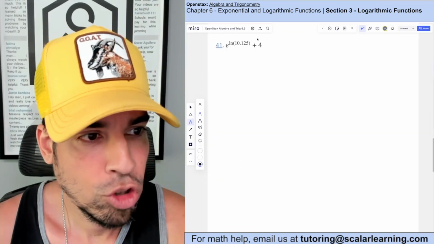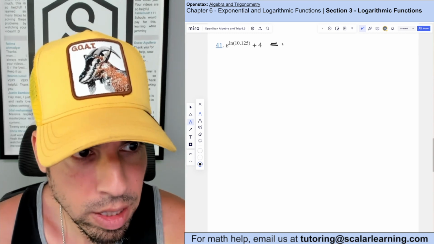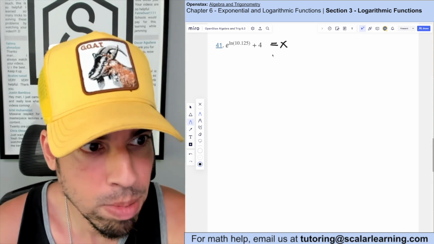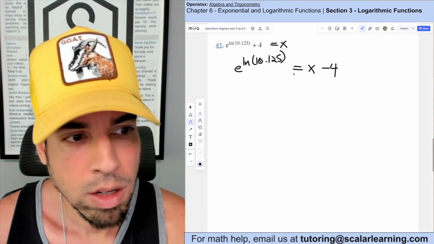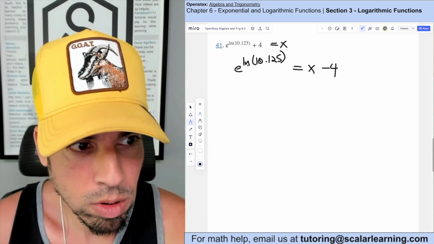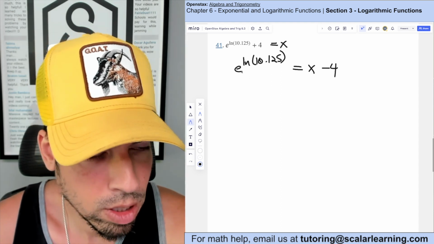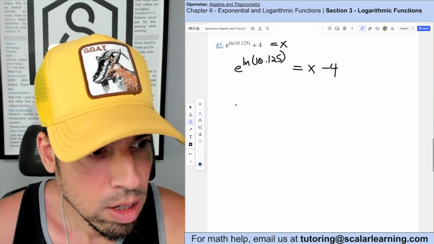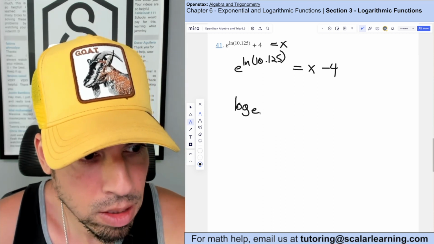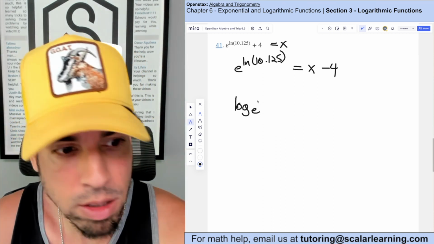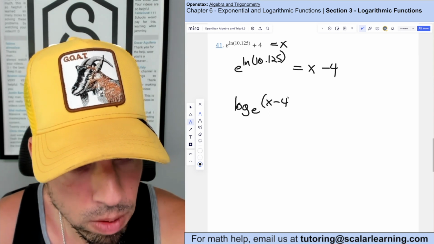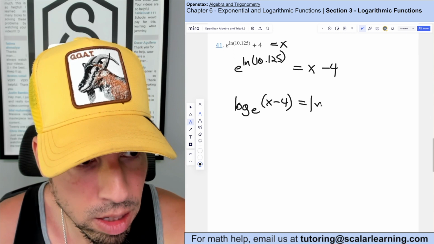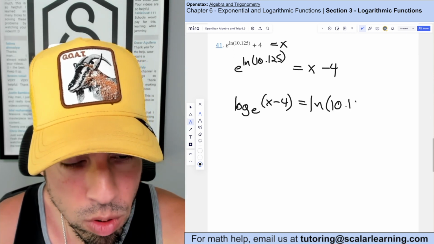Boom, done. So for this one, we're starting out with this whole thing equaling x, and we're going to convert it into a logarithmic expression. I'm going to start by subtracting 4 from both sides. Now I'm going to convert this to the logarithmic equivalent over here. So on the left side, e to this thing becomes log base e, and then it's of what's on the other side, which is x minus 4 equals ln, that exponent, ln of 10.125.